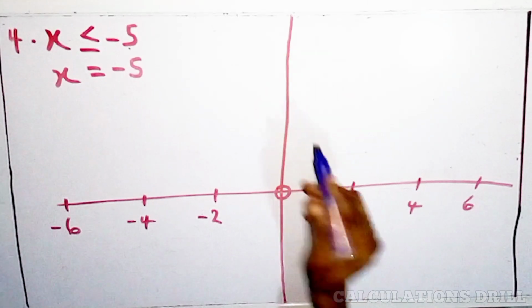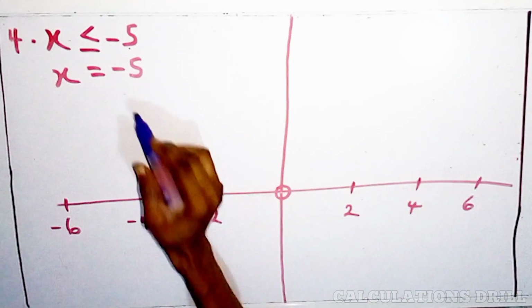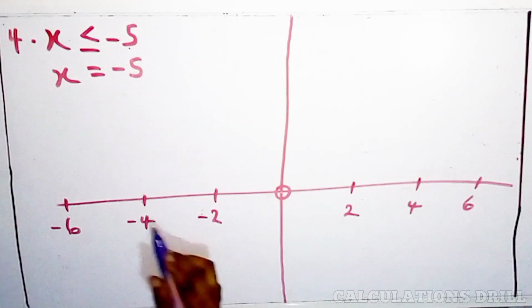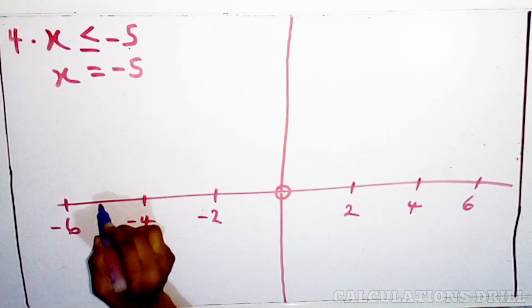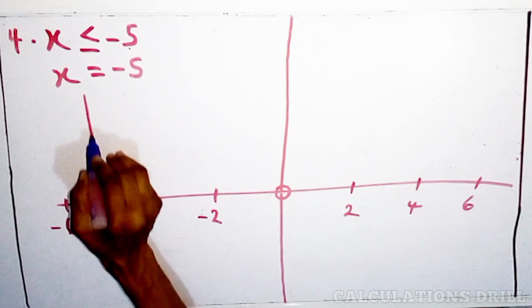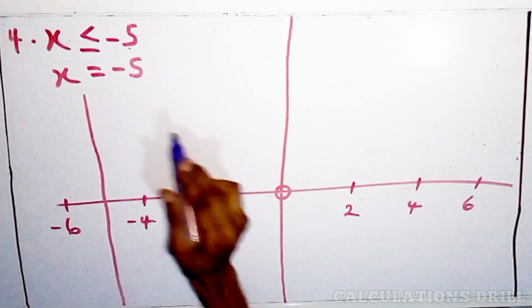So as you know, the question says x is less than or equal to -5. So we are going to make use of a thick continuous line, and it's on the negative side of x. As you can see, that is what we are doing.